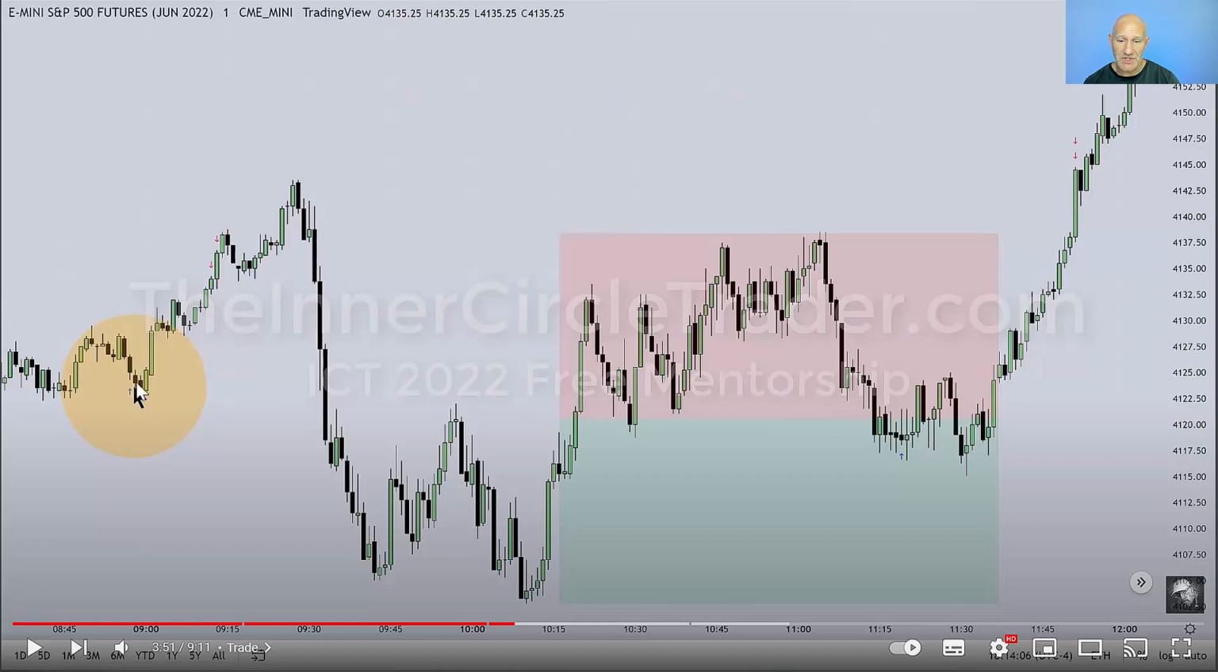So one entry here and an exit here before the market pulled back, and then another one here as we consolidated just before the lunch period, and then an exit here just as we went into lunch. So that was quite a short trade.